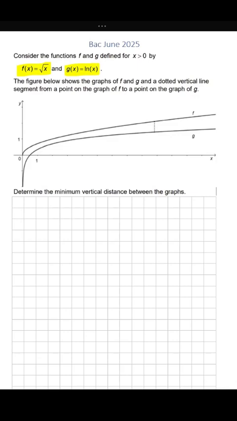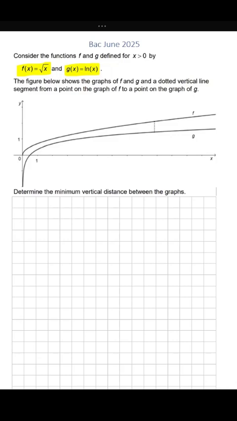Now, I'm being asked to determine the minimum vertical distance between the graphs. Okay, if you want to head off and try to solve that all on your own, pause the video now and away you go. Otherwise, I'm going to lash into a bit of an explanation. I'll start off with some hints and then we'll get into the full correction.